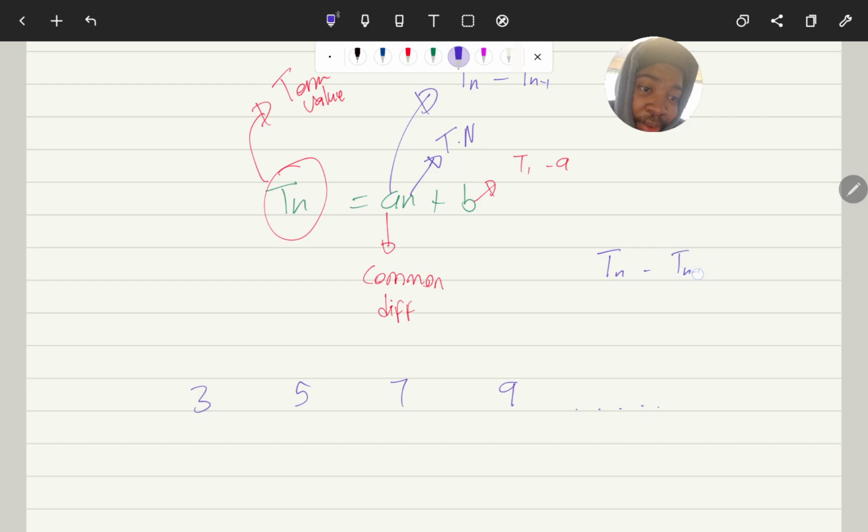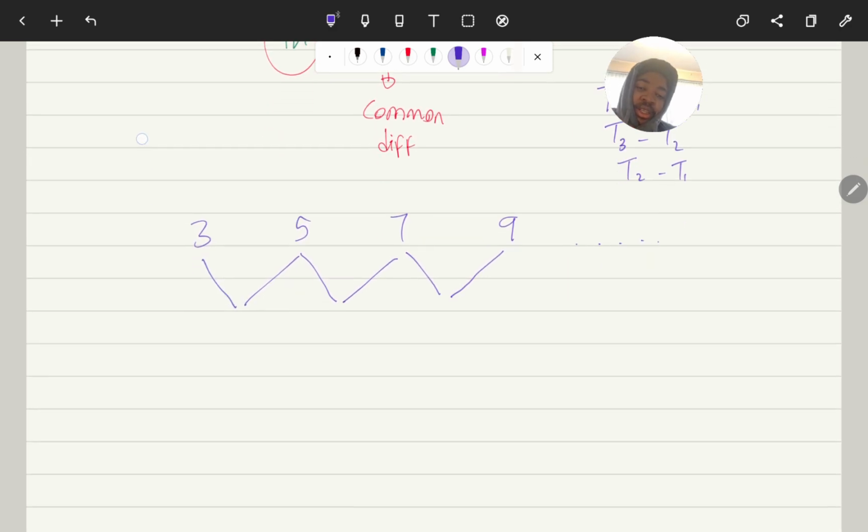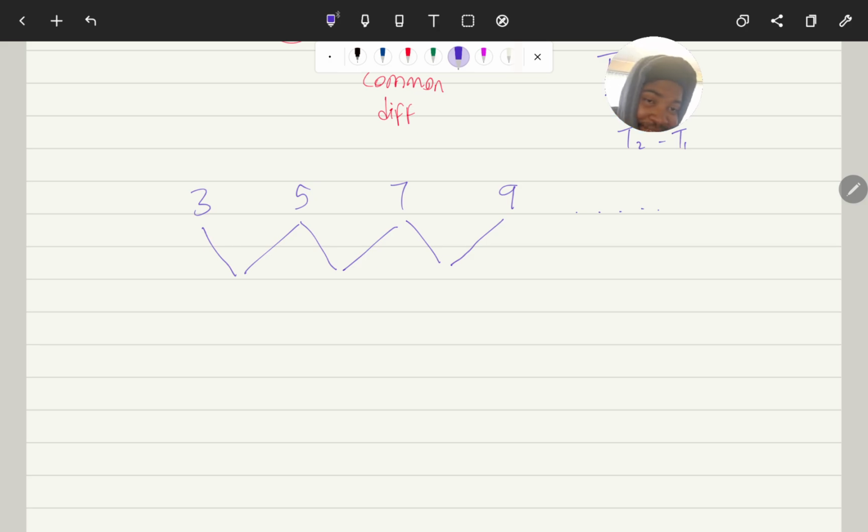Now the common difference, as I define it, is tn minus tn minus 1. So basically we are saying t3 minus t2, t2 minus t1. How we're going to do it is find the difference between two consecutive numbers. We don't start with the largest number, because that's going to bring confusion. This is how you do it: you start here, you say 9 minus 7, the answer is 2. 7 minus 5, the answer is 2. 5 minus 3, the answer is 2. Now I'm sure you understand why we call it a common difference.